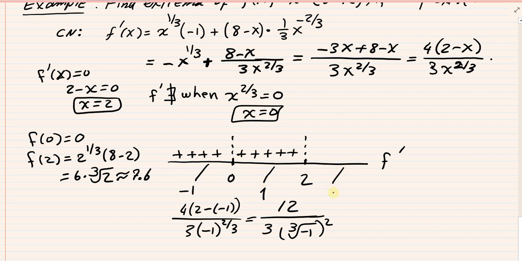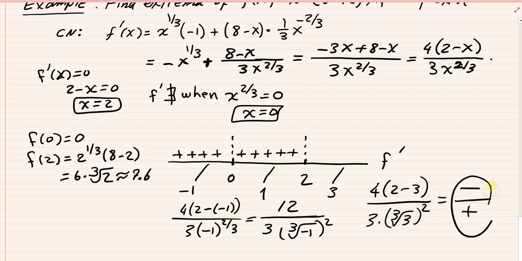And pick a test point beyond 2. I'm going to pick 3. So we have 4 times 2 minus 3. The numerator is negative. Denominator is 3 times cube root of 3 squared, of course. That's positive. The ratio is negative. Okay. So these are our test points.